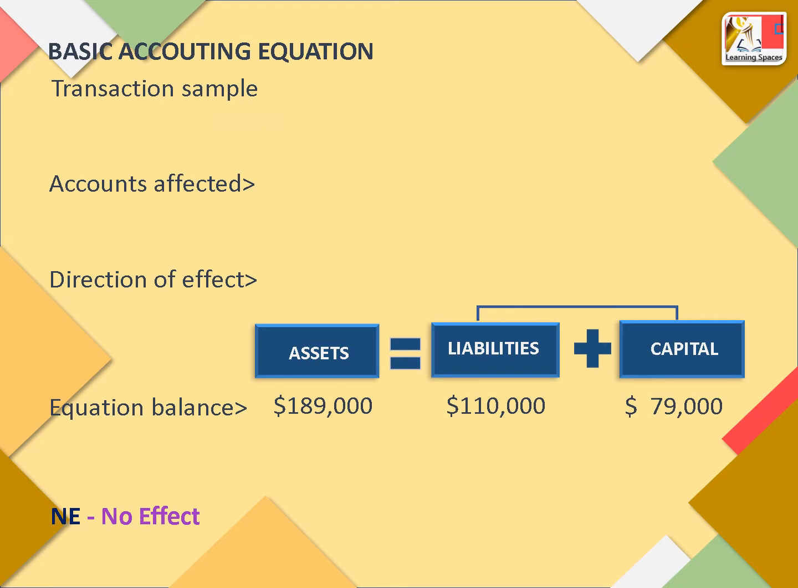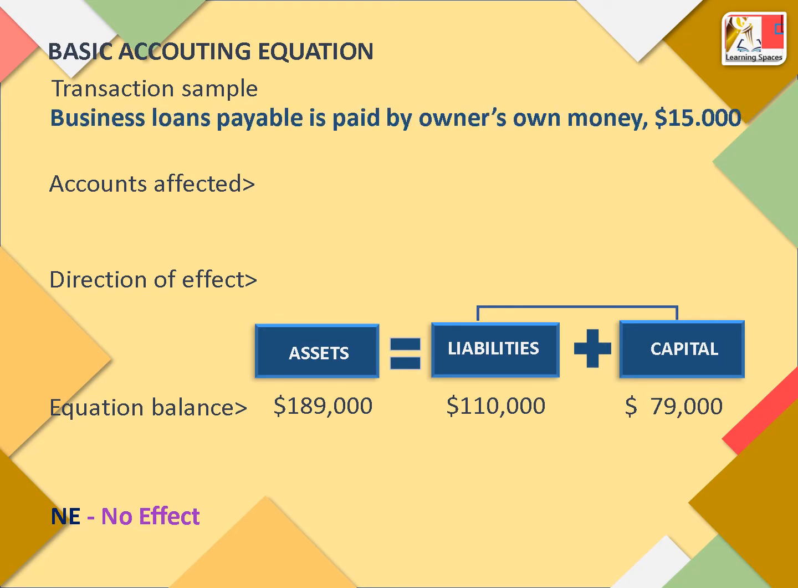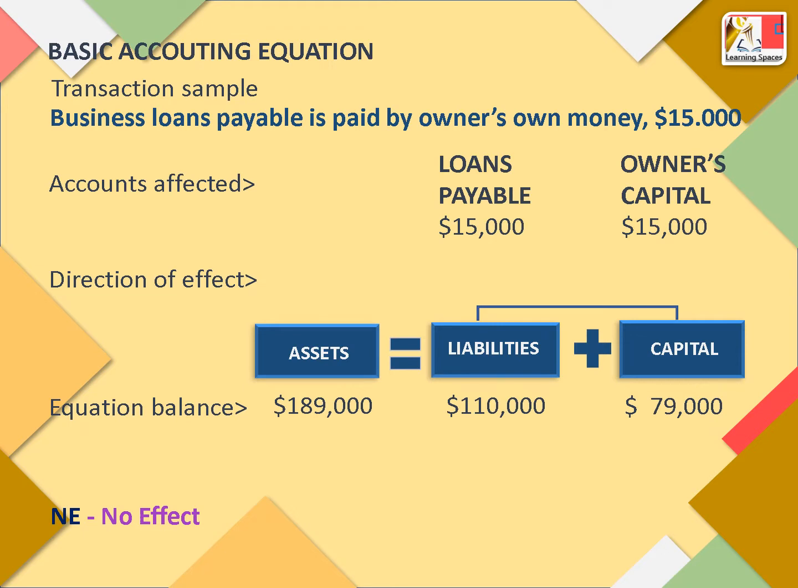Reversing the scenario, supposing the owner paid the bank loan liability of the business, but instead of using the business cash, the owner paid it with personal cash. That will be a deduction from liability and an addition of capital.